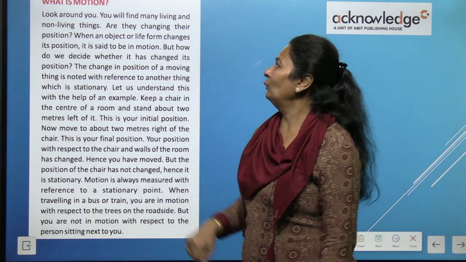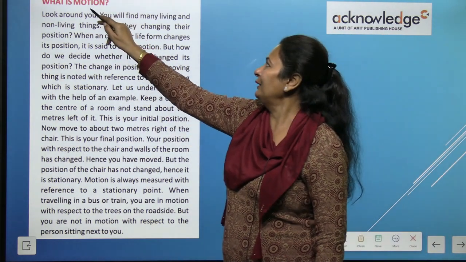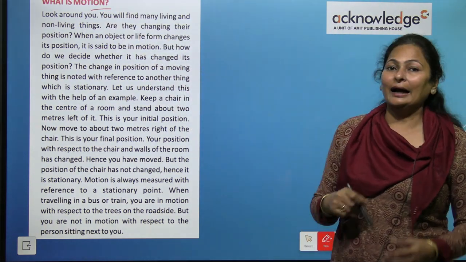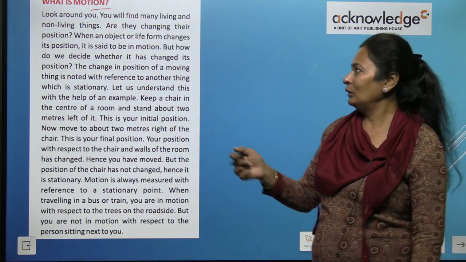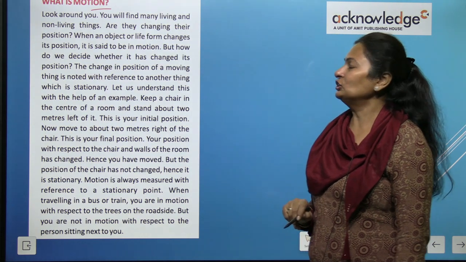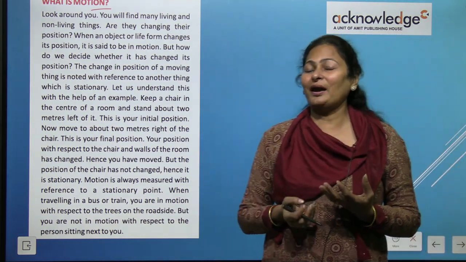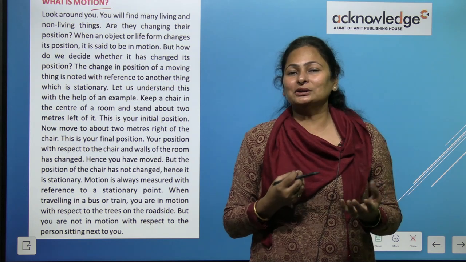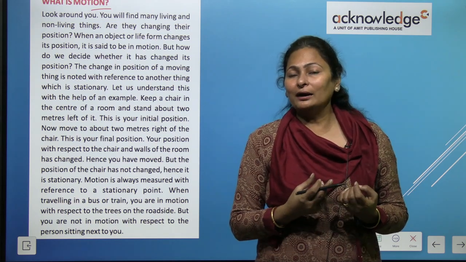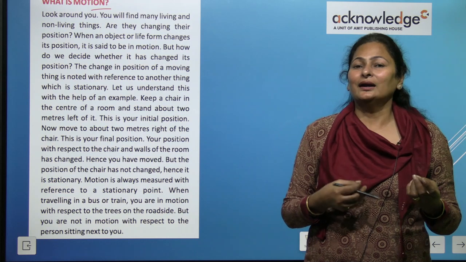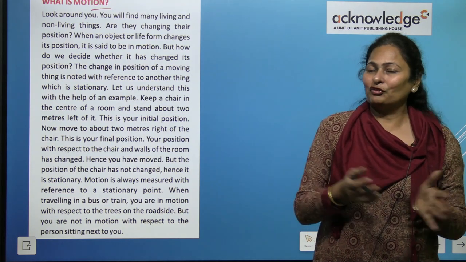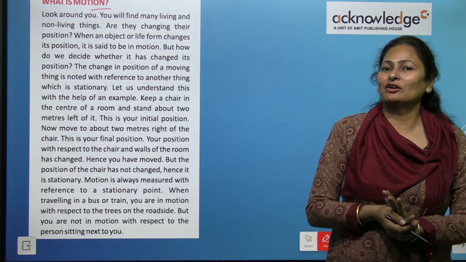Now look around you, you will find many things, living and non-living, that we all know. Are they changing their position? So, a character of a living being is motion or moving from one place to another, right? Living things move from one place to another. This is the character of living things.